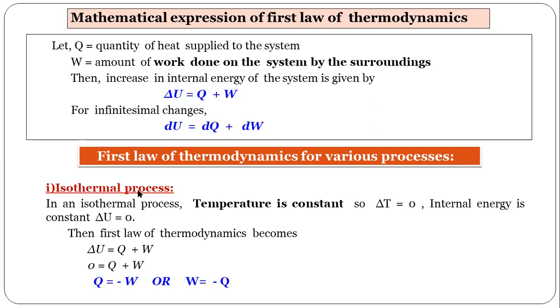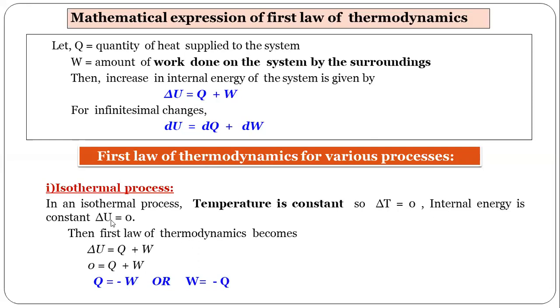So the isothermal process, already you know, means temperature is constant. If the temperature is constant, delta T is 0, which means the internal energy change delta U is also 0. So the first law of thermodynamics, this is the statement of the first law, becomes delta U is equal to Q plus W. Delta U is already 0 because delta T is 0. Temperature is constant means internal energy change will be 0.